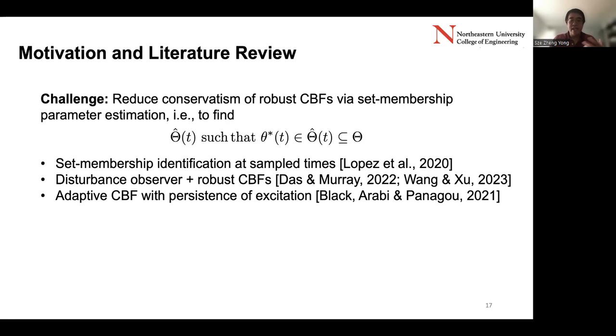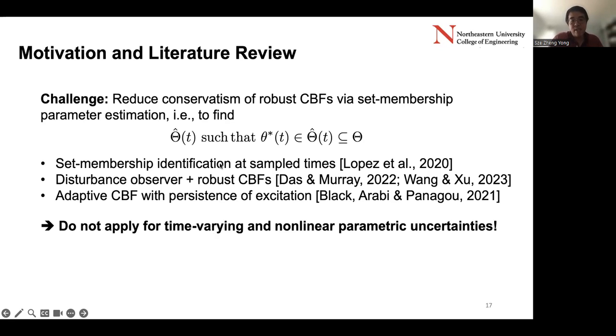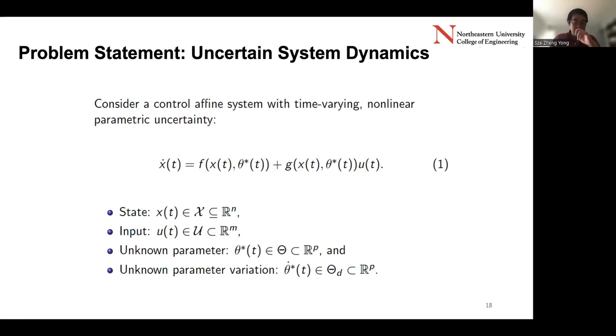So there are certain methods that have been considered to do something similar, but again, they don't apply for time varying or nonlinear parametric uncertainties, which is what we are considering. So let's jump to what the problem statement is, or what's the system that we are considering. We are considering a pretty general control affine system with time varying nonlinear parametric uncertainty.